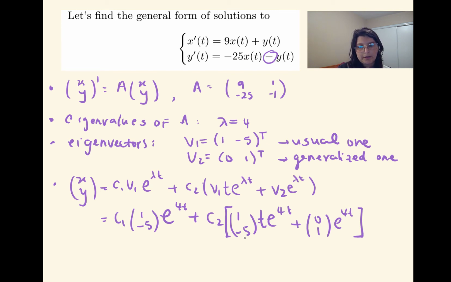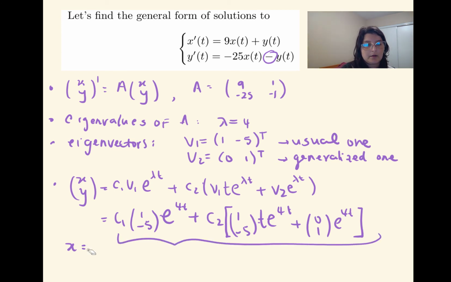And we can write expressions for x and y more explicitly. So x will come from taking the first component of what we obtain from the right-hand side, and that's going to be c1 times 1 times e to the 4t. And then we have c2 times, and from inside, the only term that will give us a non-zero first component will be 1 multiplied by t e to the 4t.